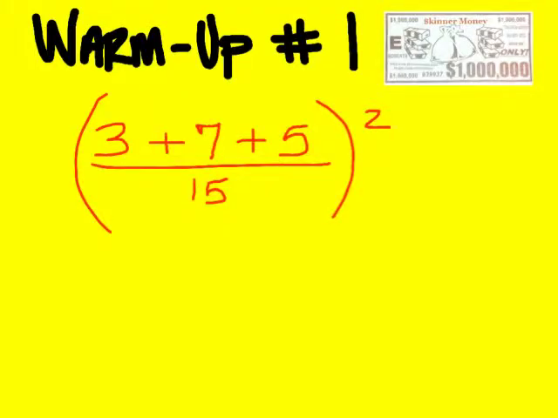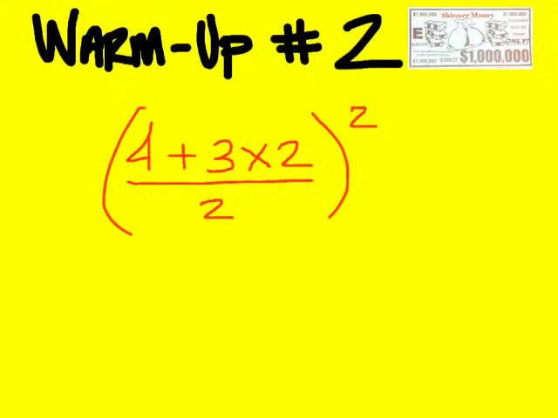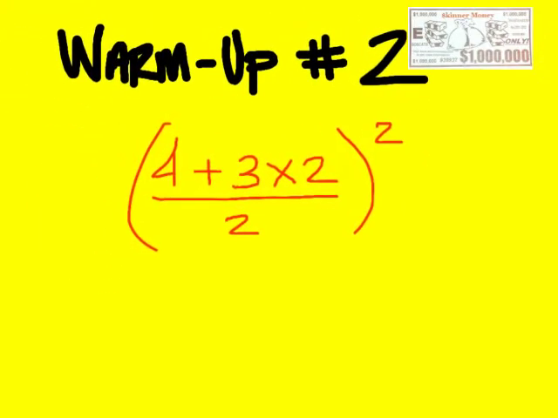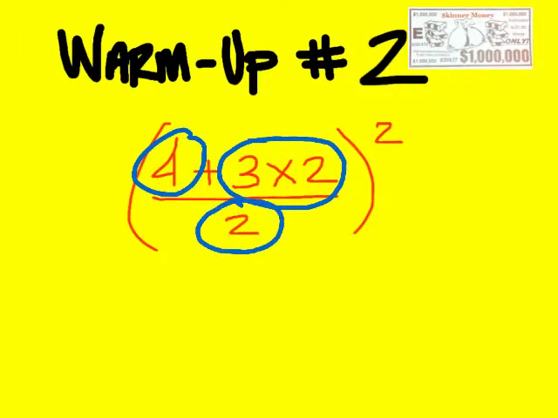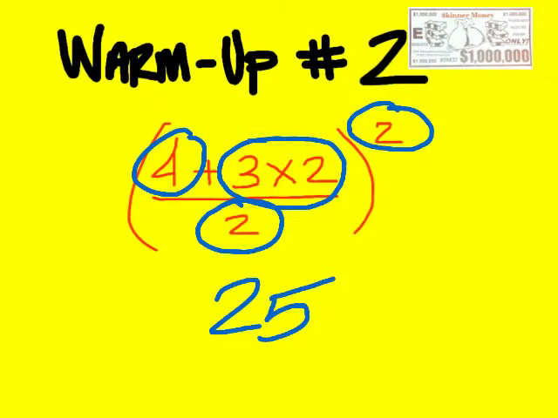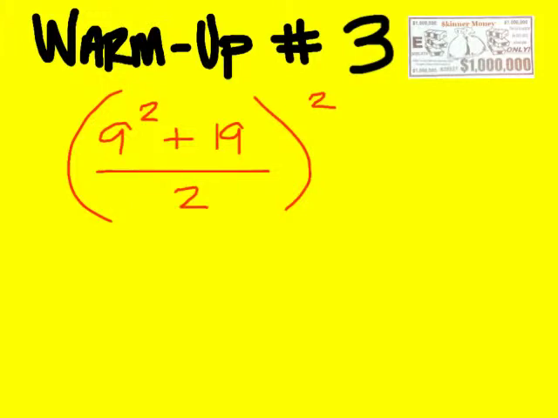Number one. Number two. Three times two. Six plus four is 10. Divided by two is five, but then you have to square it and come up with 25. Number three. Answer is 2,500.